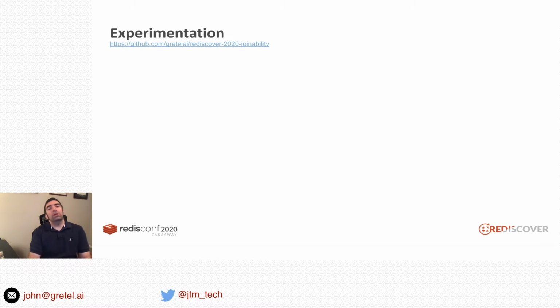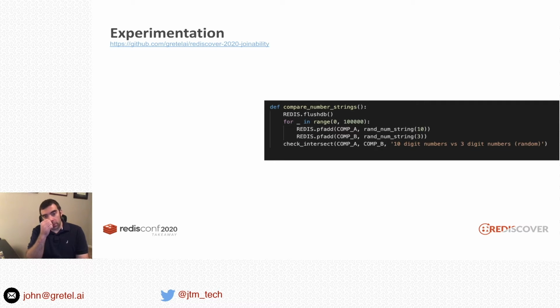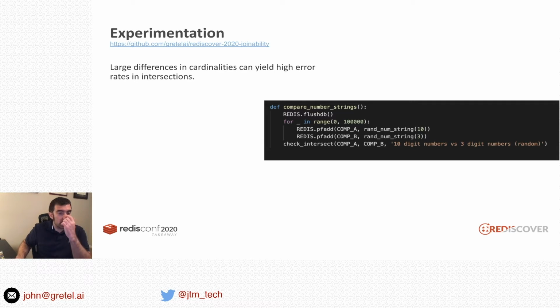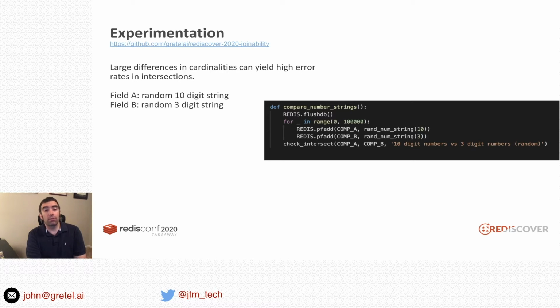So I wanted to experiment with the standard error that I mentioned before. In this situation, we do 100,000 iterations of creating two sets that have zero overlap. And the reason we do this is we want to see what this actual difference is. So for field A, we generate a random 10-digit string, and for field B, we generate a random 3-digit string.